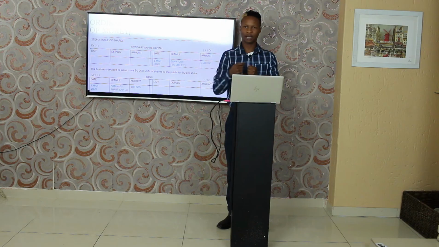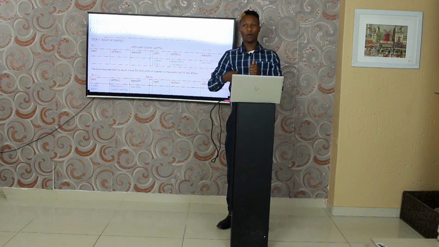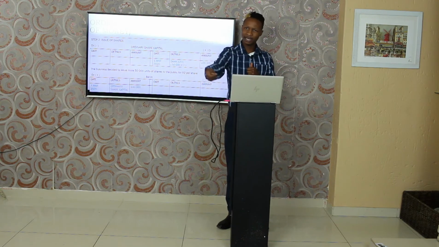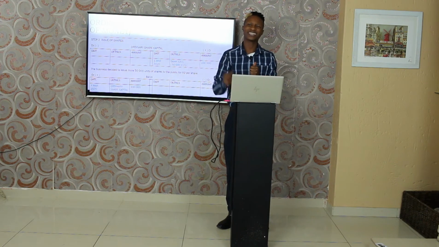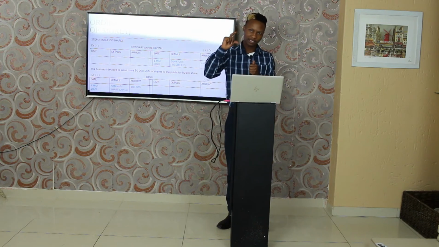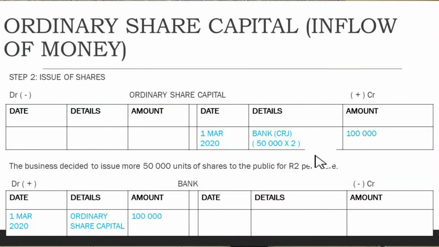Whenever you sell, for example, guys, as a business owner, whenever you sell shoes or t-shirts, you're going to generate money. That money you receive will be regarded as cash receipt journal. We have that certain journal whereby we record all the inflows and outflows of money. So you say bank under your details, CRJ, which is cash receipt journal, and then you show your calculation, 50,000 unit shares multiplied by 2 rand per share, and your amount is going to be 100,000. 100,000 is an inflow of money in our company. We issued shares, guys.